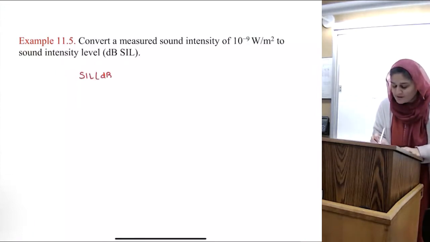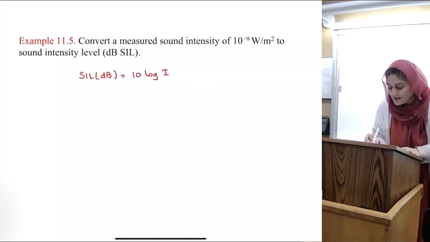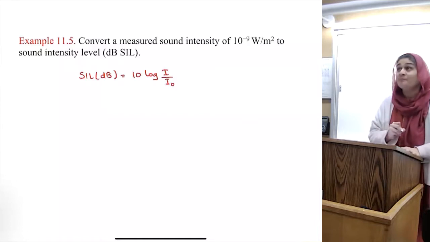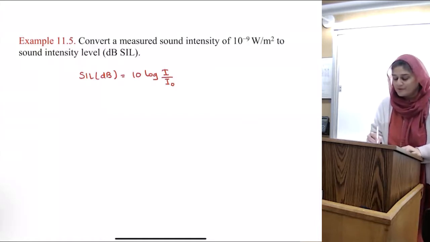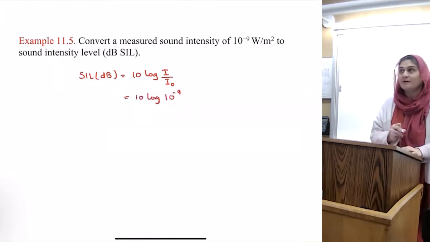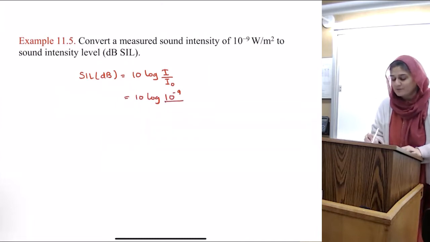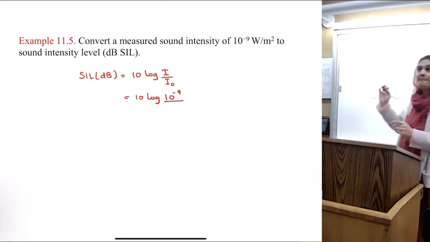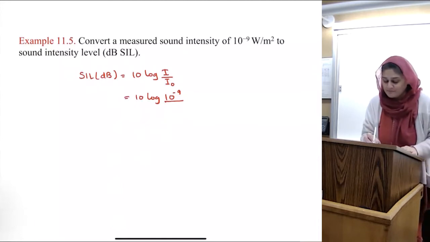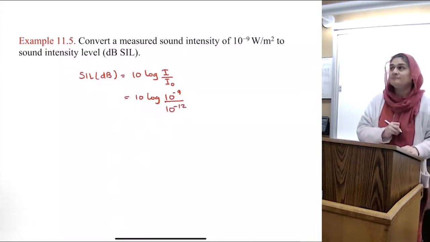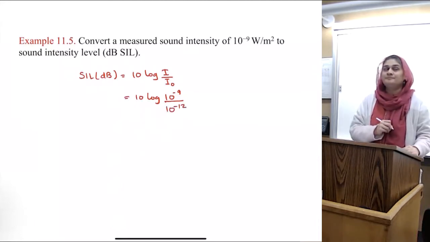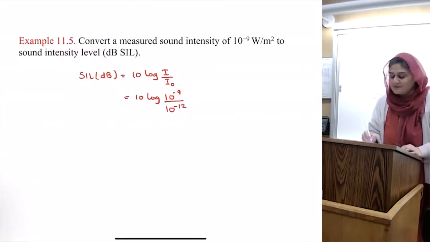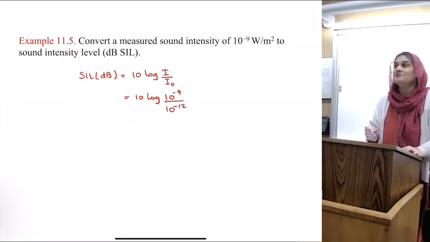SIL dB equals 10 log of I over I0. What's the I that's given? 10 to the minus 9. And what is I0? 10 to the minus 12. So what will be 10 to the minus 9 divided by 10 to the minus 12?